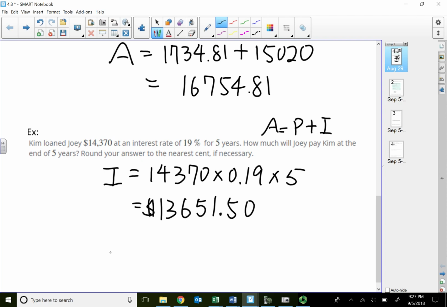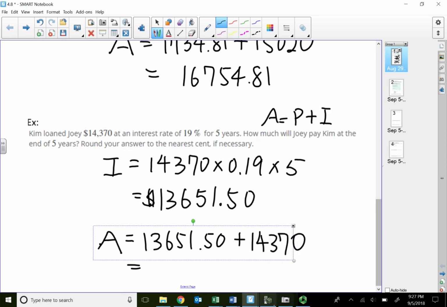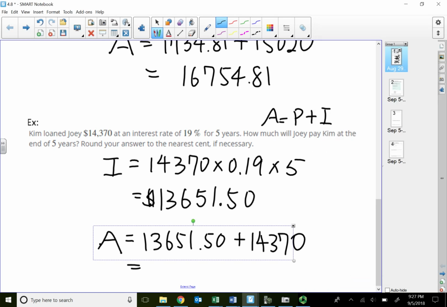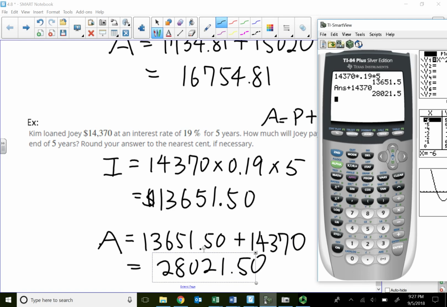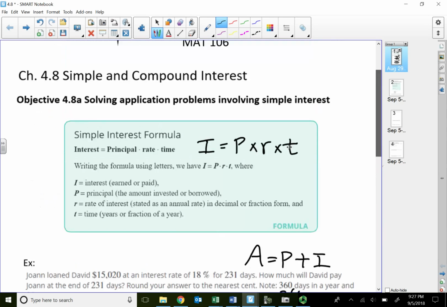Okay. So how much will he need to pay back to Kim? That will be $13,651.50 plus what he borrowed, 14,370. So at the end of 5 years, he needs to pay back $28,021.50.